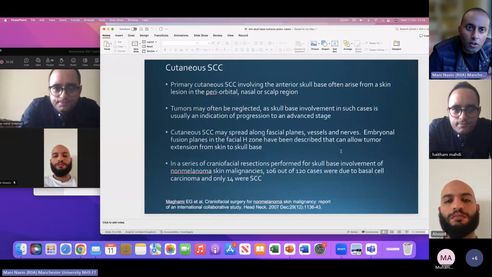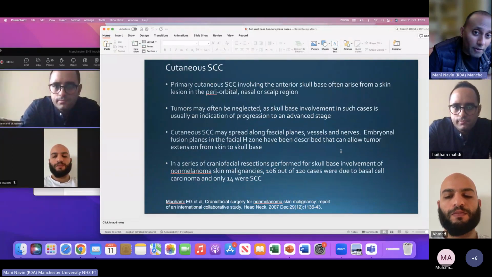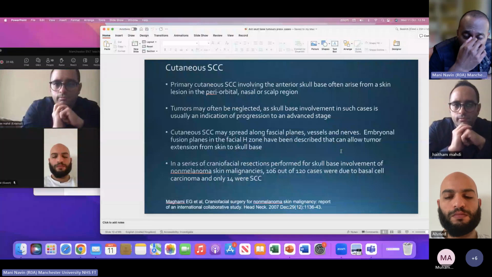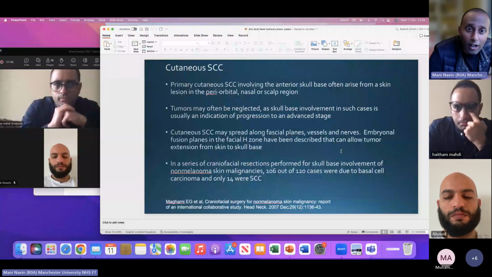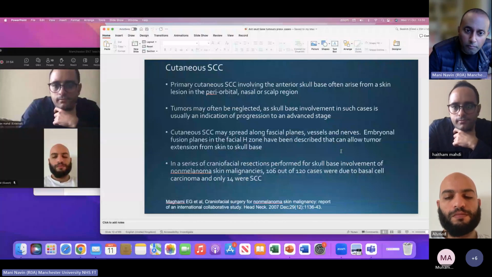Okay, then, so I mentioned paranasal sinus cancers. Now we talk about cutaneous malignancies. We often see periocular tumours, so large periocular tumours, or skin tumours arising from the nasal skin or scalp. And if these are advanced stage tumours, these can also extend into the skull base as well.